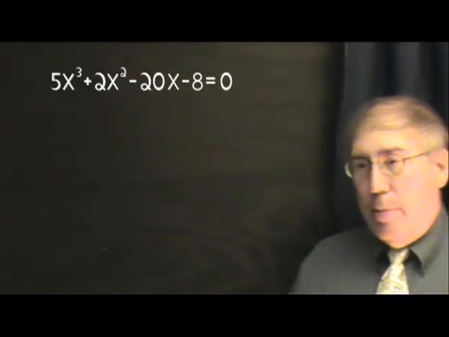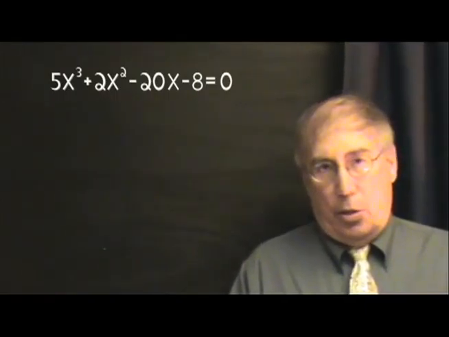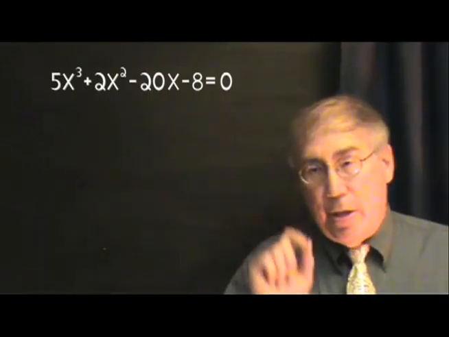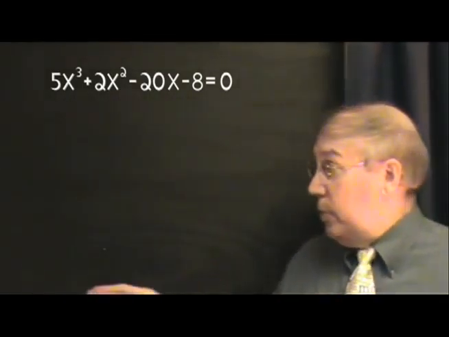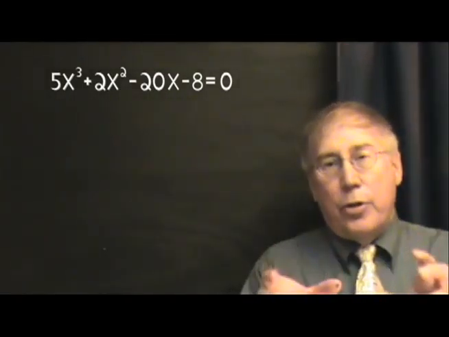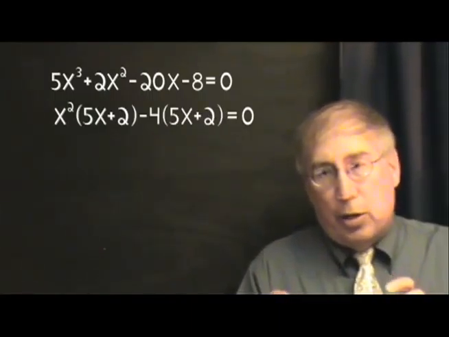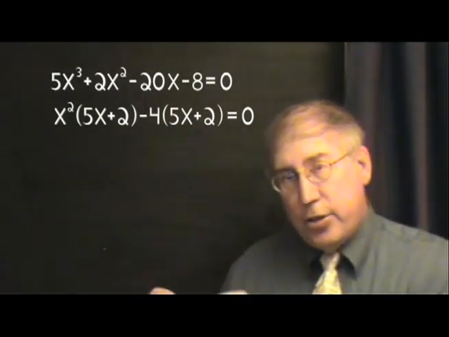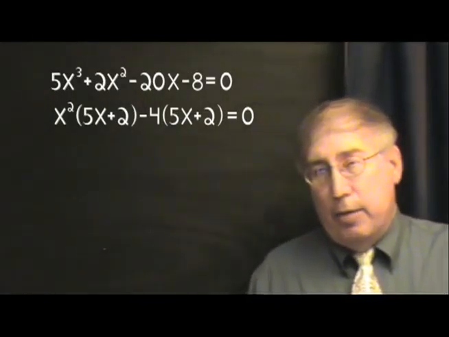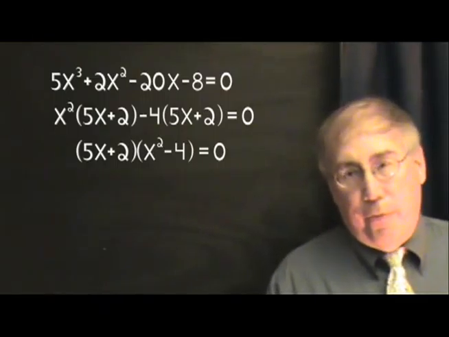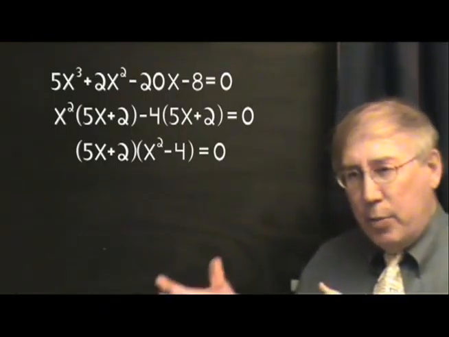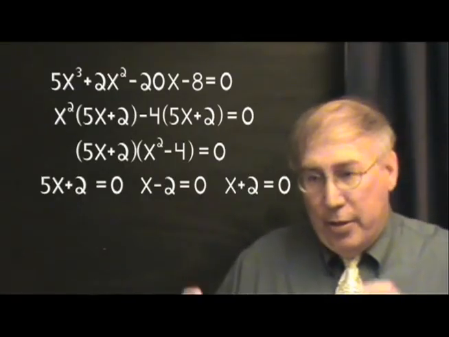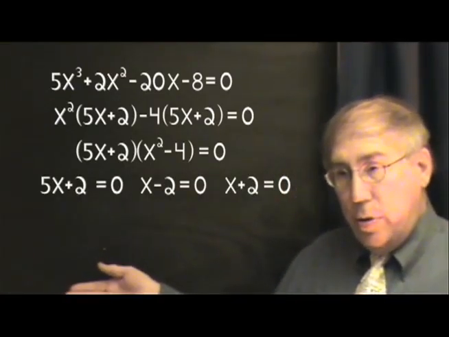Now, our last problem is a cubic equation, determined by the fact that we have a 3 as an exponent. Let's try to simplify this a little bit. Let's take the first two terms and factor out the greatest common factor, in this case x squared, and then let's group the last two terms and factor out a negative 4. And then we see that we have a 5x plus 2 that we can factor out, and that will lead us to our third line here.